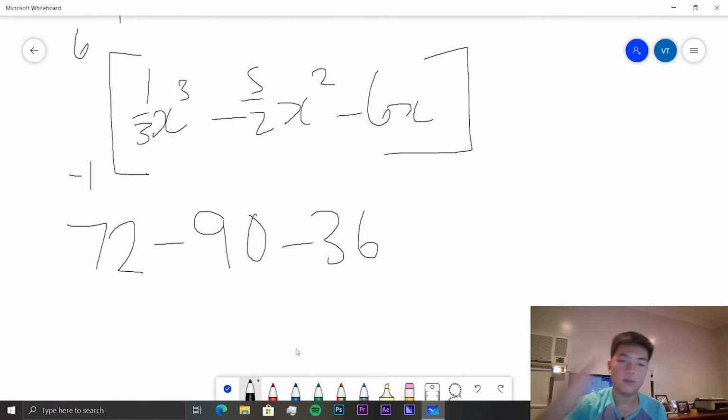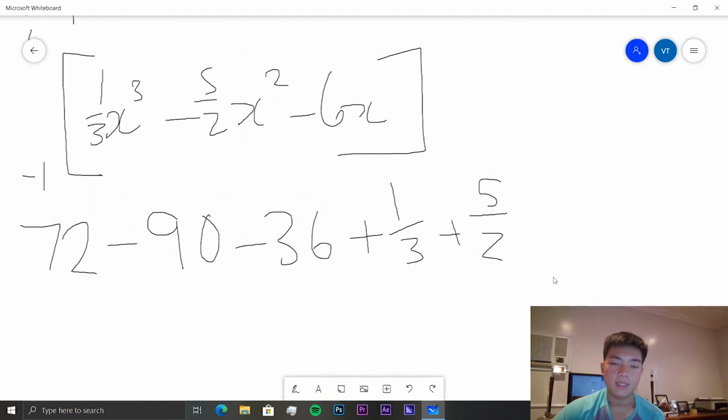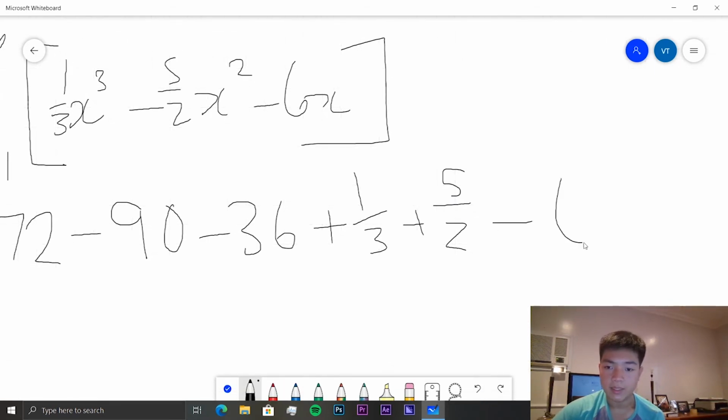Oh, so yeah, this would all be below the x-axis. So minus 1, minus 1/3. No, that's plus 1/3 since we have minus 1 cubed. So it would be minus this entire thing. Minus 5 over 2 x squared, which is plus 5 over 2 since we have to subtract. And then minus 6 times minus 1 is 6, so then we have minus 6.